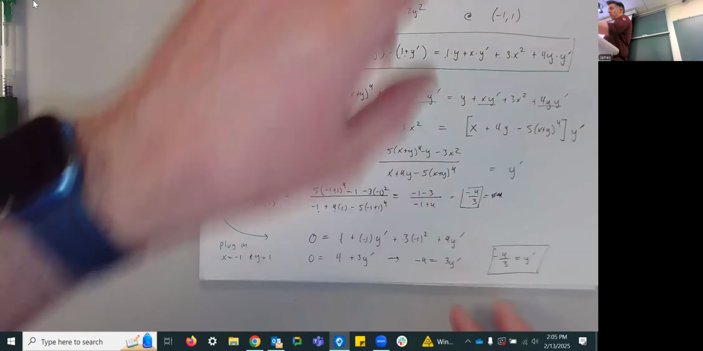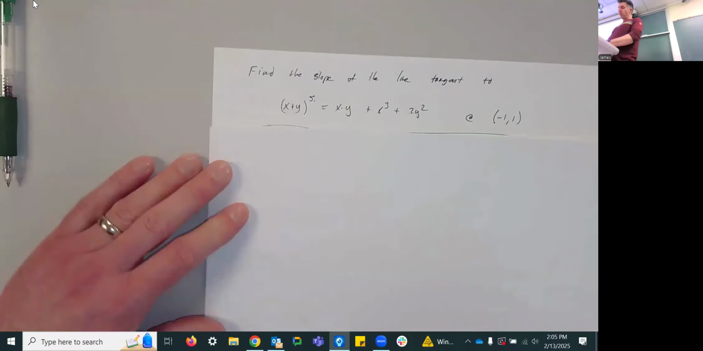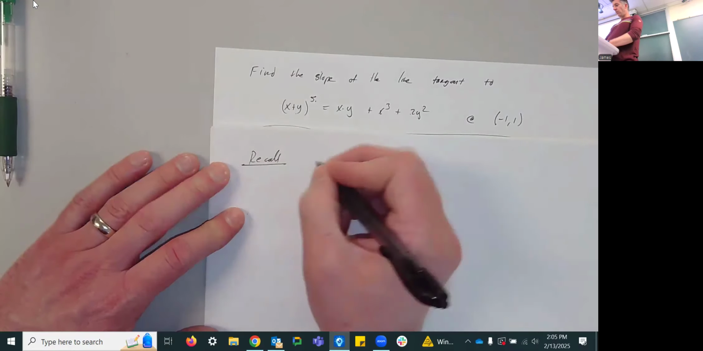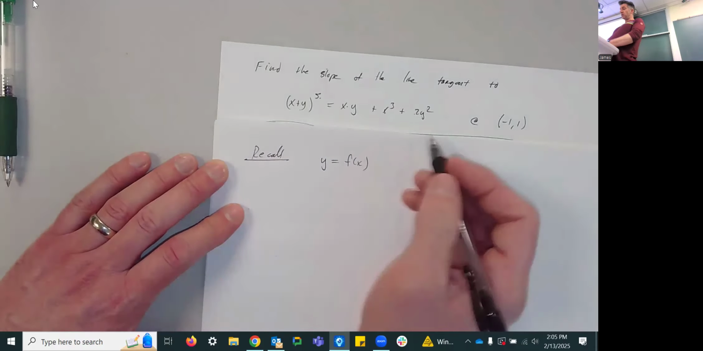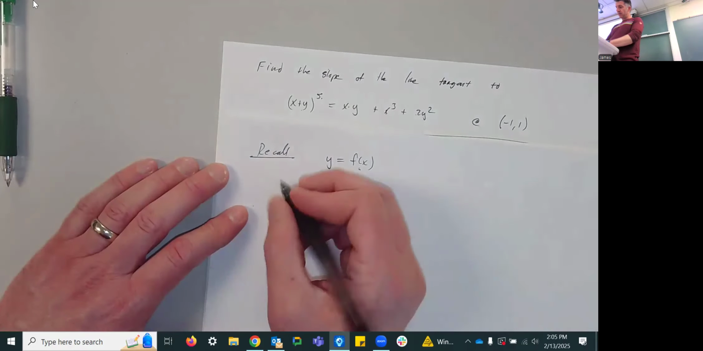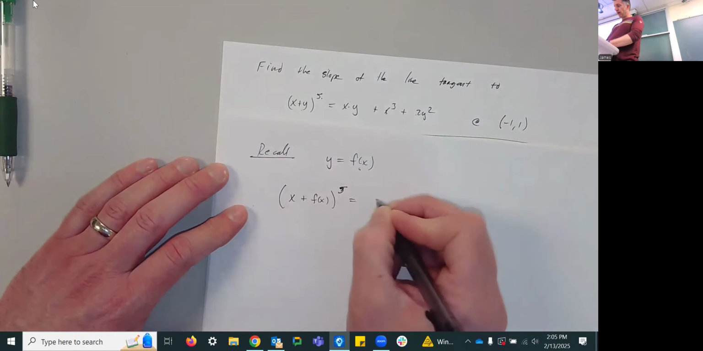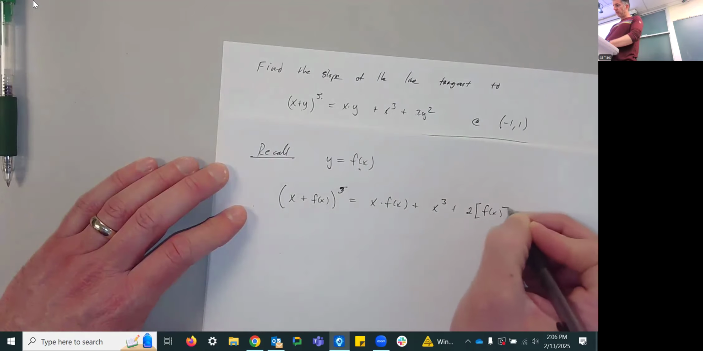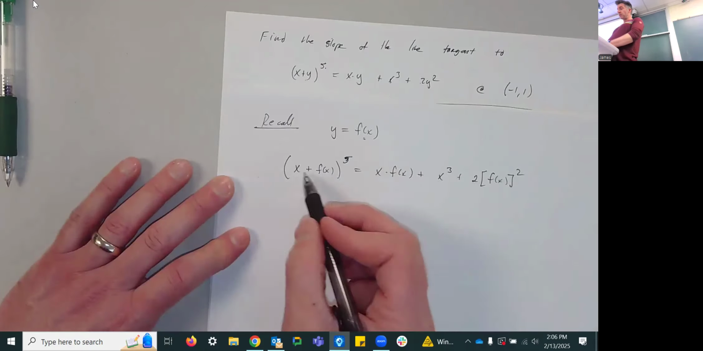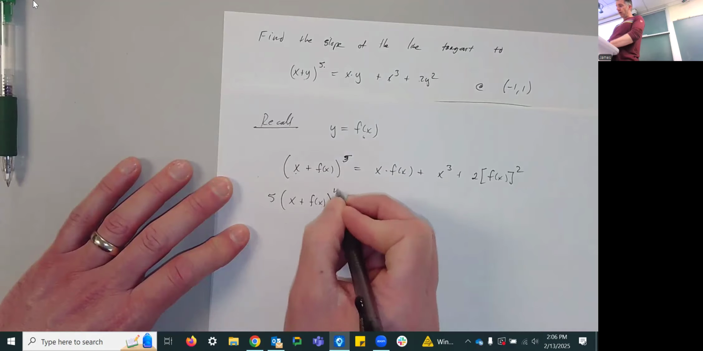Right, exactly. So just as a reminder, we're really thinking of this equation here. Recall, we're pretending, we're imagining that y is some function of x. So I could rewrite this using this notation, although we don't have to, as x plus f of x to the 5th equal to x times f of x plus x cubed plus 2 times f of x squared. And then if I take the derivative of some stuff to the 5th power, I'm going to get 5 times my stuff to the 4th power, but then what do I have to multiply by?